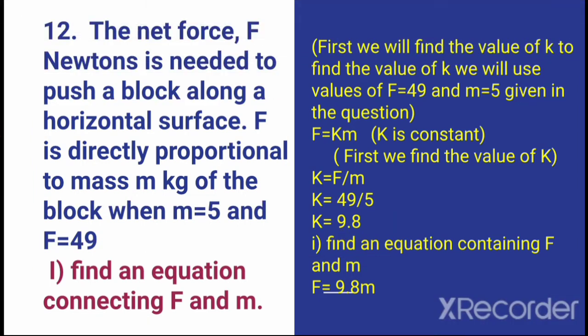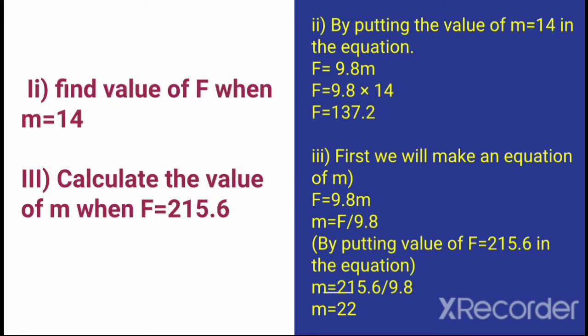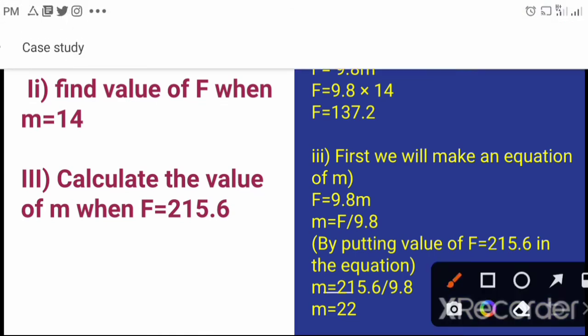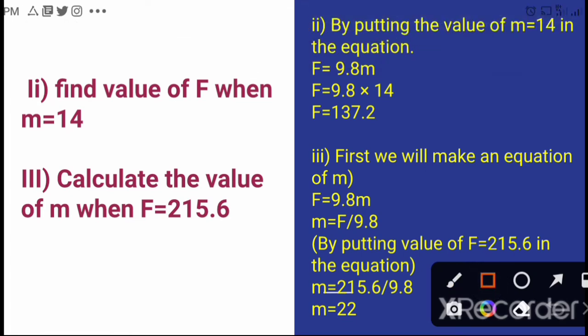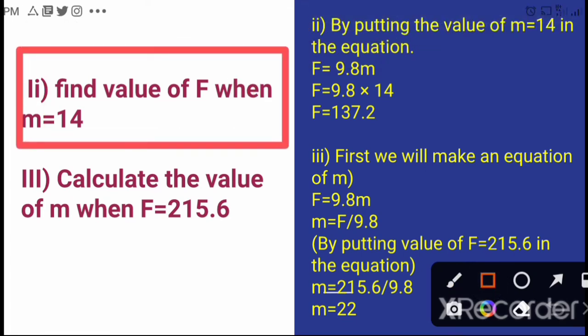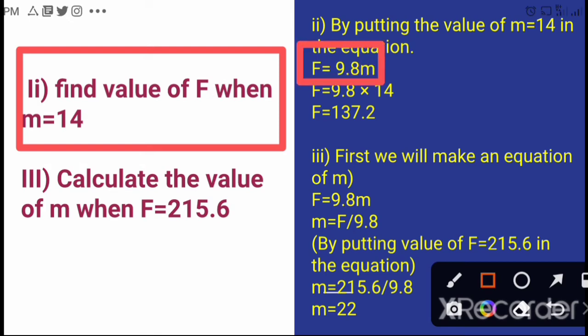The second part of this question is, find the value of F when M is equal to 14. They have already given us the value of M. We will use the equation which we made in our first part, which is F is equal to 9.8 M, and put in the value of M.